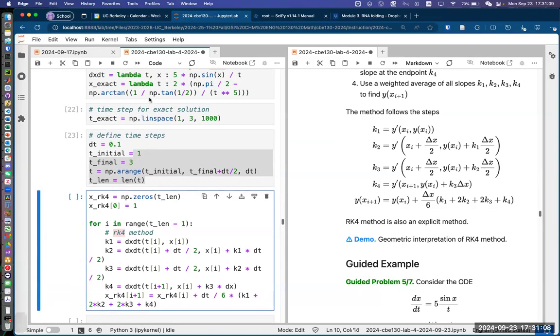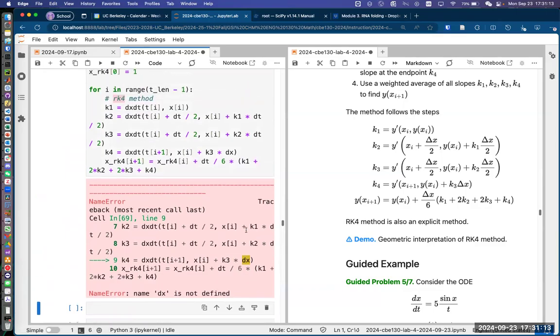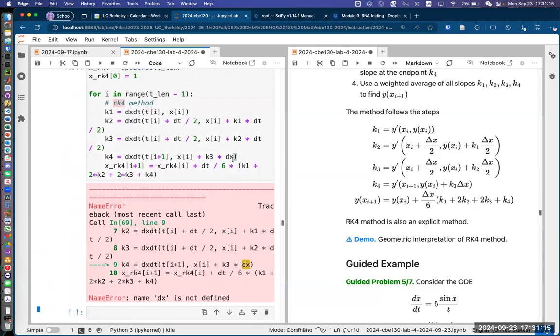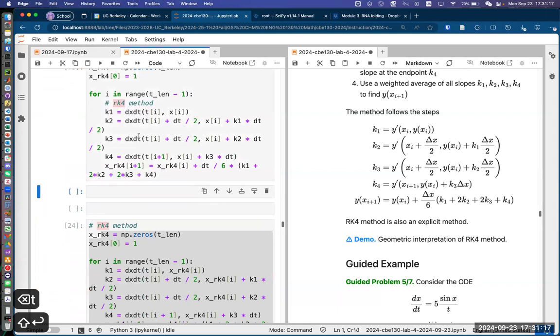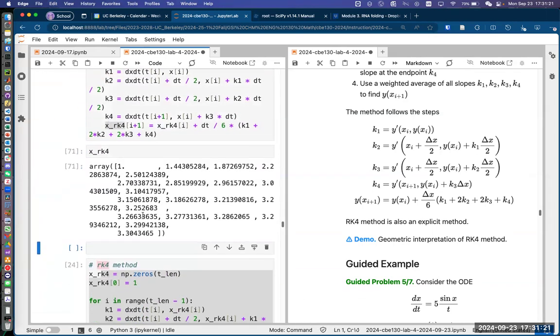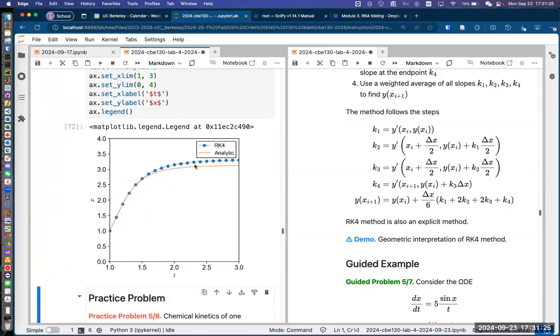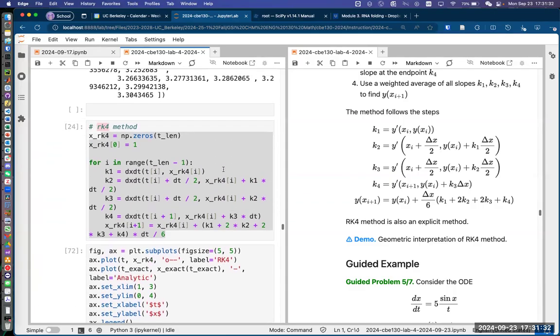Okay, let's hope this runs. Okay, so I plotted dx. Instead, we should have dt because that's our independent variable. Okay, so now we have our RK4 and we can plot it. Okay, there's something wrong because it has deviated from the analytic solution. So visually, we see that our code has something wrong.